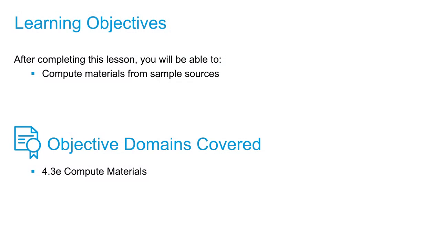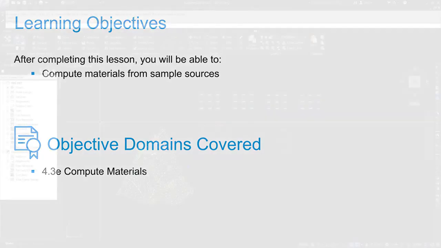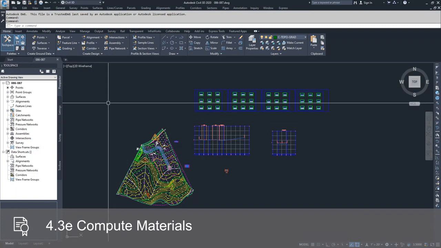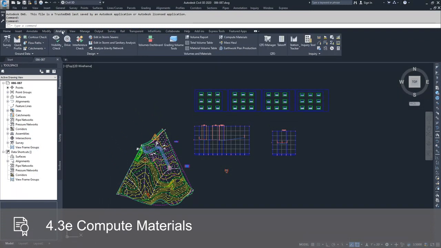In this video, we're going to take our sample lines and our section views, and we're going to start computing materials based on those sample sources. In order to do that, you're going to go to the Analyze tab, and you're going to go to Compute Materials.